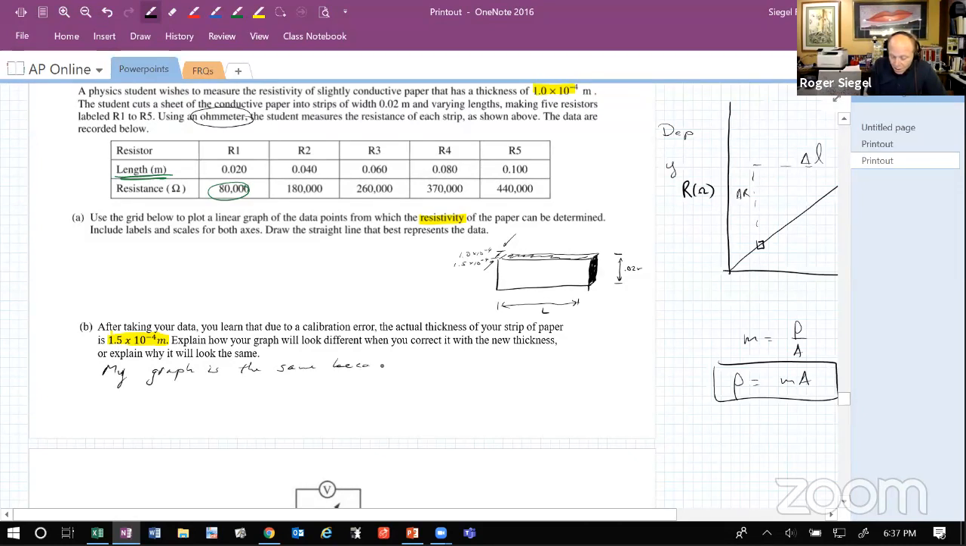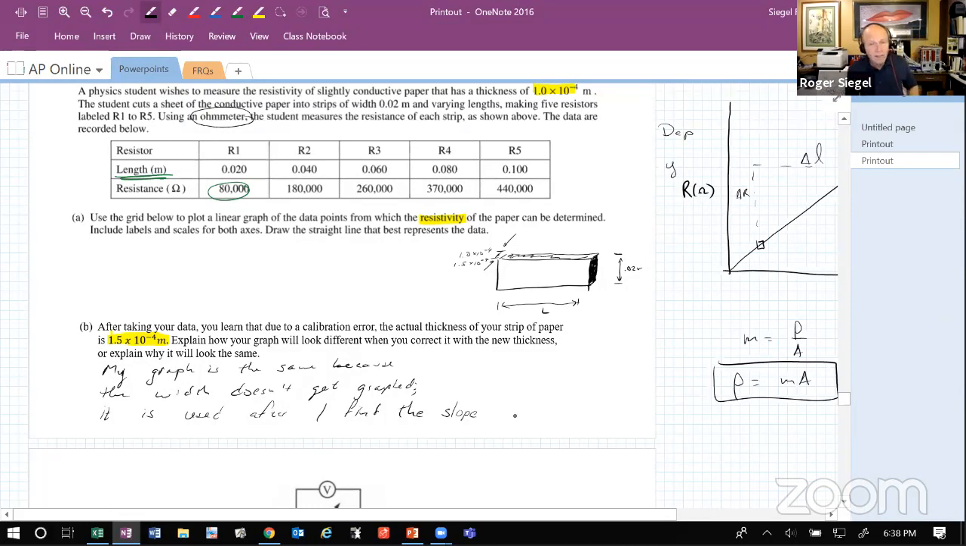because the width doesn't get graphed. And then I would say, maybe a little colon, it is used after I find the slope. I'm trying to convince the reader, and that's a fancy AP name for the grader, I'm trying to convince the person who's going to grade my test that I understand that that wasn't a part of the slope because I didn't put it in there. So anyway, that's what we thought about that one.